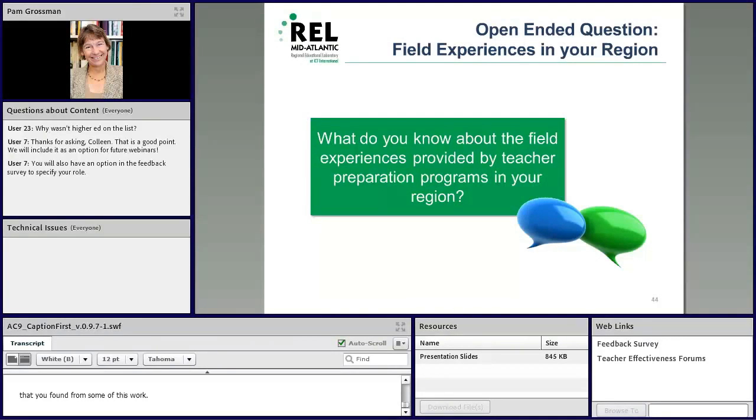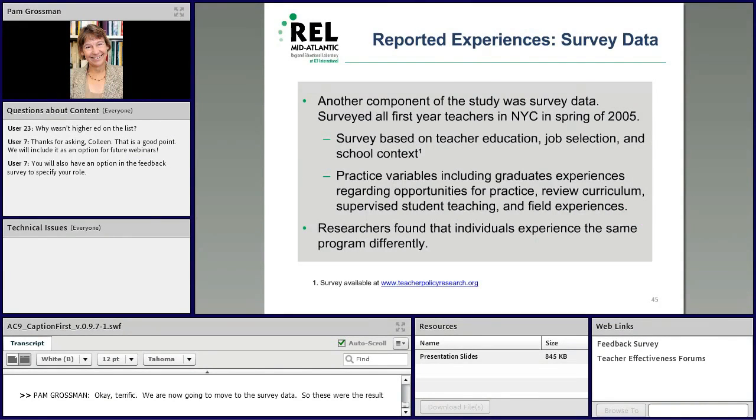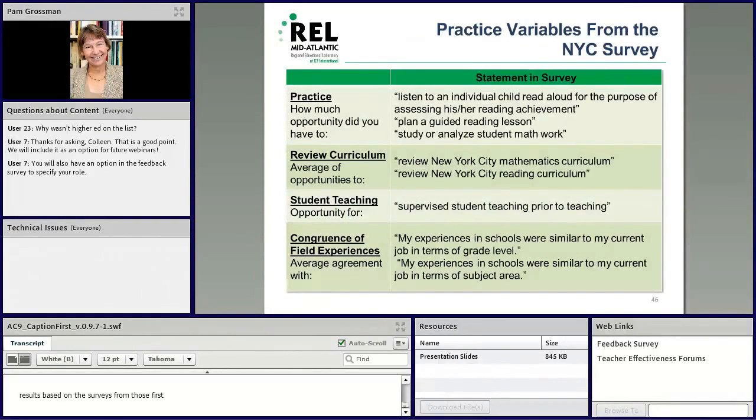Okay, terrific. We're now going to move to the survey data. These were the results based on the surveys from those first-year teachers who had graduated from the programs that we were studying. Here are some examples of the questions we asked and the factors we were looking at. One of the things we looked at is opportunities grounded in practice. These are very similar to the kinds of approximations of practice that I talk about in some of my work on the teaching of practice.